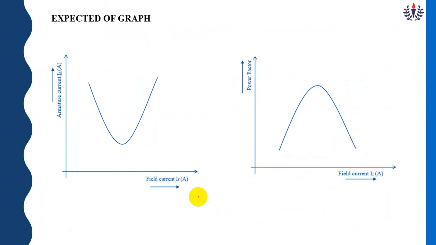So the aim of the experiment is to plot the V and inverted V curves of a synchronous machine. This performance we observed when we plot the graph of these two quantities.